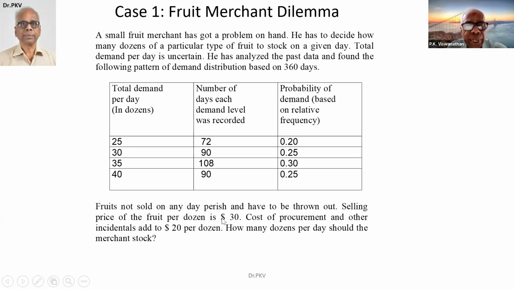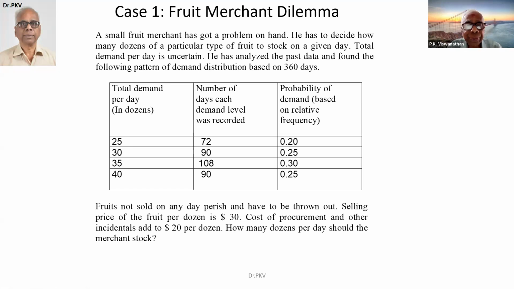Fruits not sold on any day perish. That means you'll have to throw them away. Selling price of the fruit per dozen is $30. Cost of procurement and other incidentals add up to $20 per dozen. How many dozens per day should the merchant stock? That's the question.